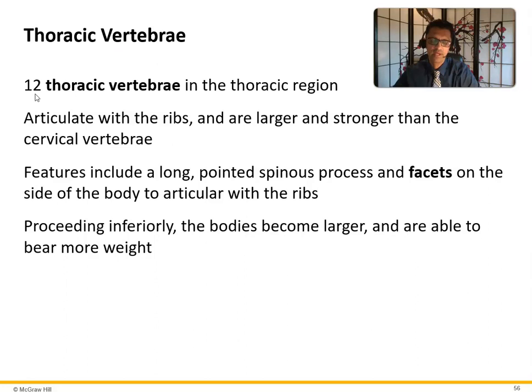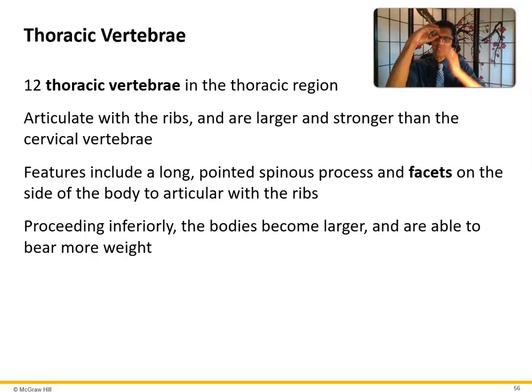Your thoracic vertebrae, you have 12. Remember, you eat breakfast at 7, which is 7 cervical, and I eat lunch at 12, which is 12 thoracic vertebrae. They articulate with the ribs, so you have 12 ribs on the right, 12 ribs on the left, so a total of 24 ribs. Features include a long pointed spinous process and facets on the side of the articular.